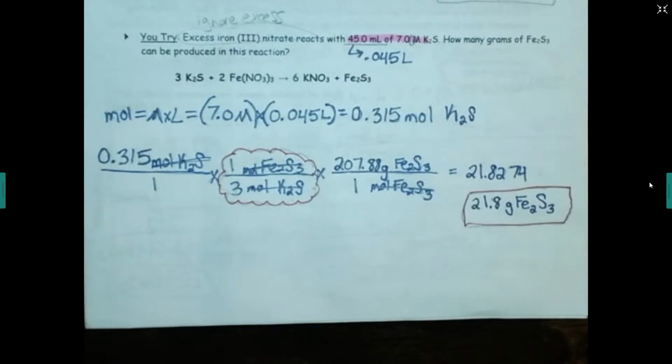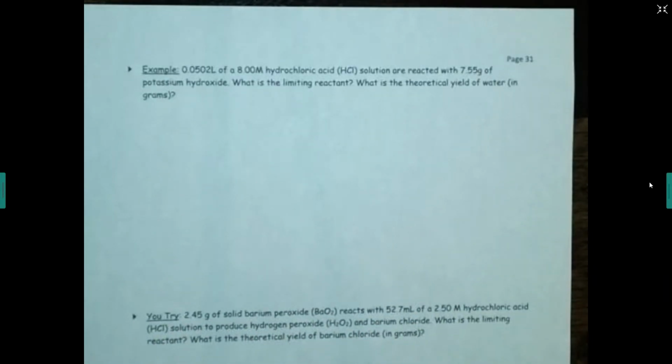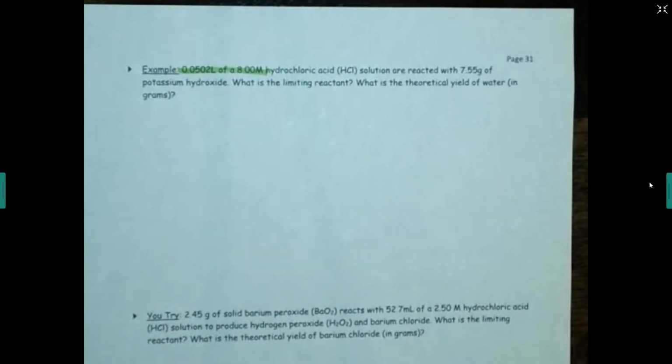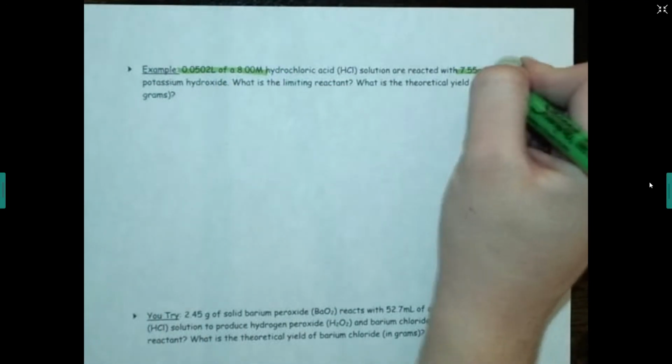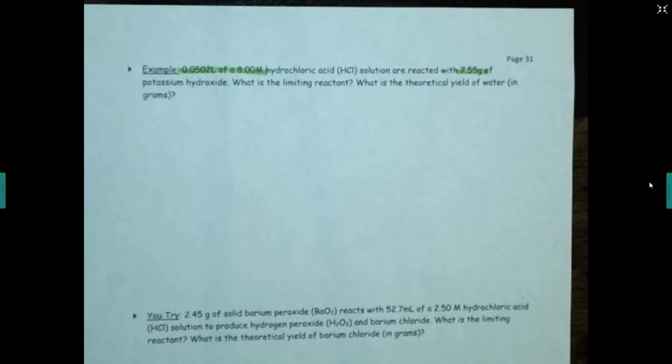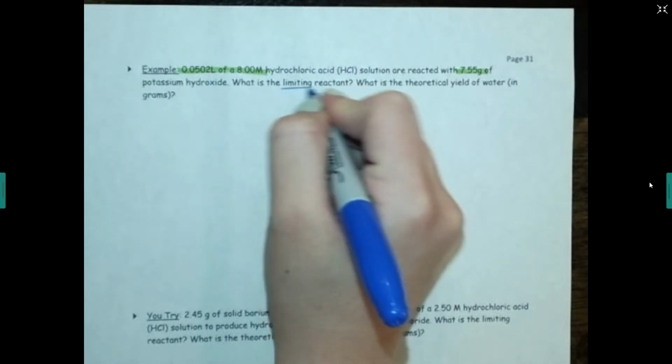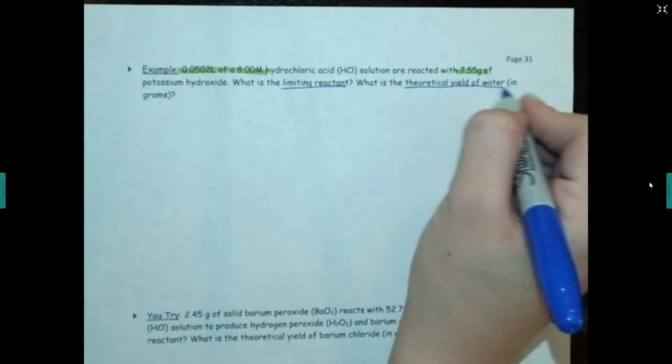All right. So, onto the back. Okay, on the back, here's our next example. It says we have 0.0520 liters, so let's highlight this, of an 8 molar hydrochloric acid solution. And it's reacted with 7.55 grams of potassium hydroxide. It wants to know what is the limiting reactant and what is the theoretical yield of water in grams.